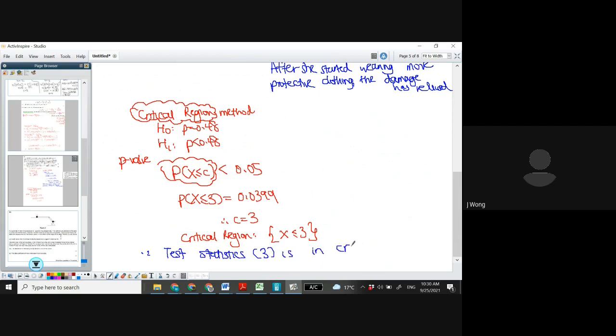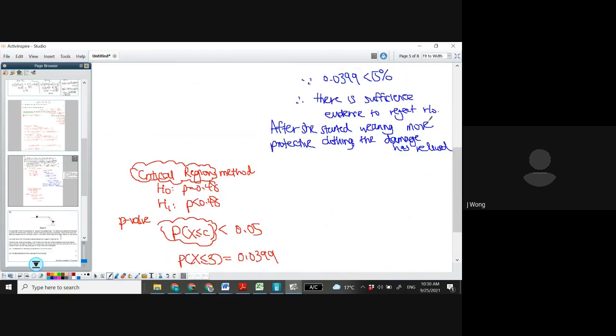So that's why you have sufficient evidence to reject H naught. And then it will be the same conclusion, so I'm not going to write it one more time. You will have to write down one more sentence to wrap this up.